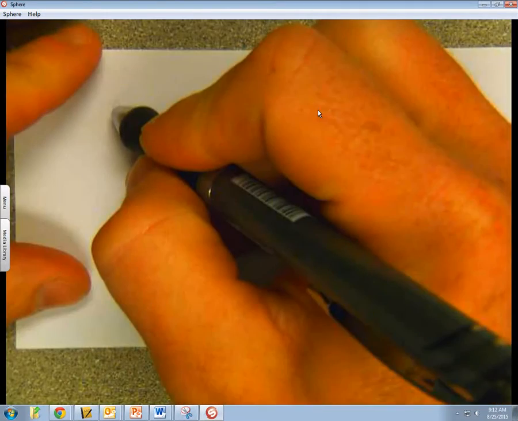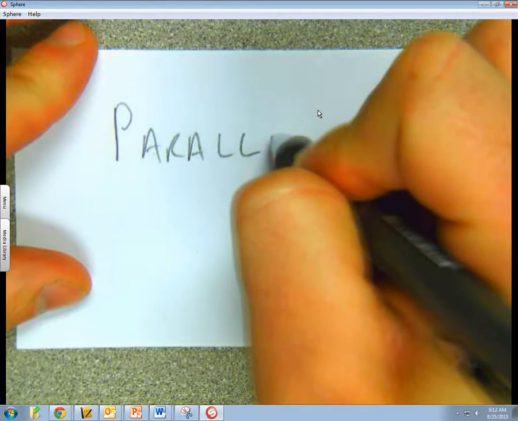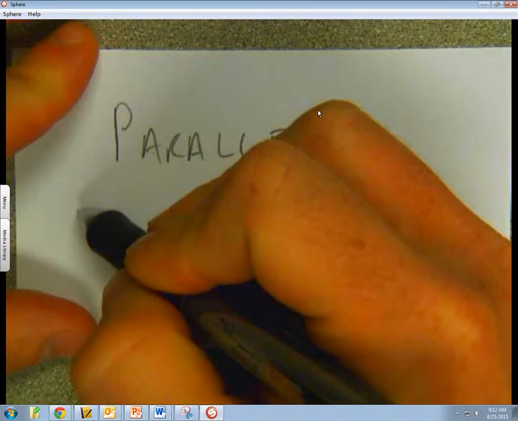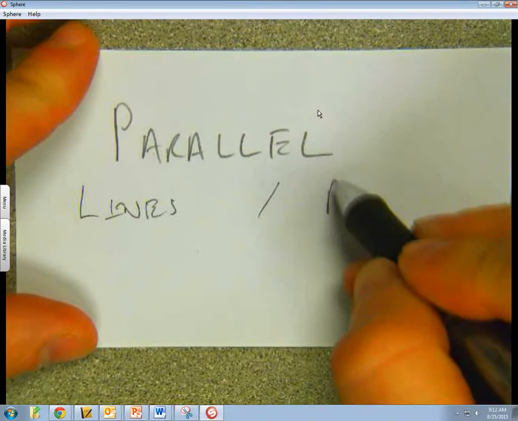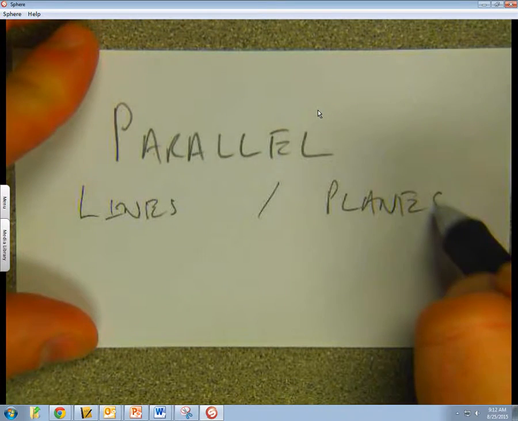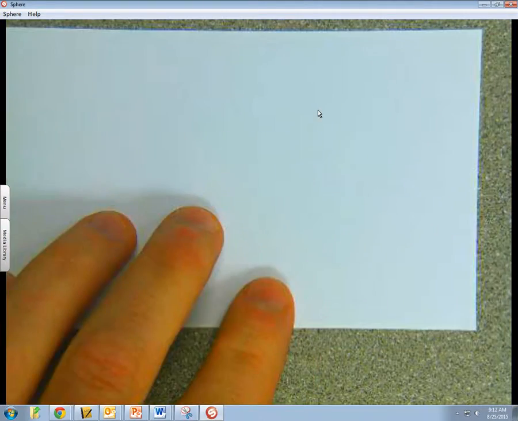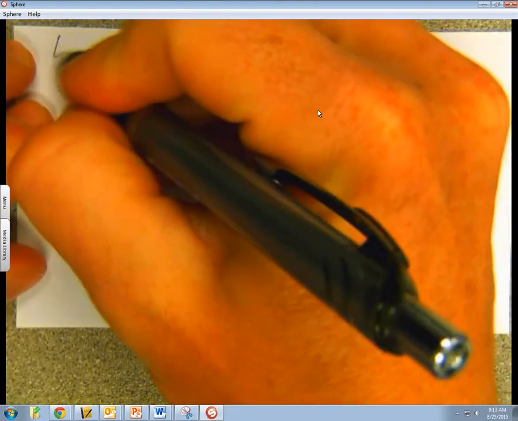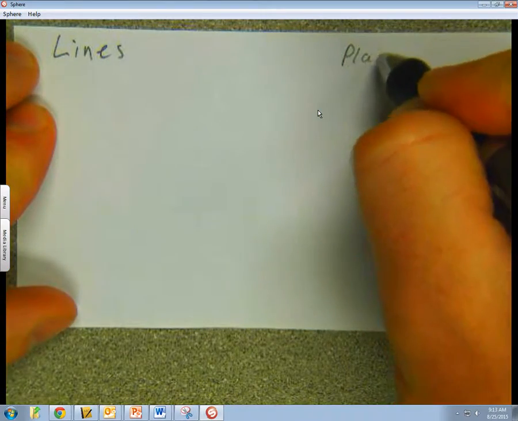So, parallel, P-A-R-A-L-L-E-L. We're going to break it into lines, and we're going to break it into planes. Let's do some examples. Let's split this card, so we're going to have lines here, and we'll have planes here.